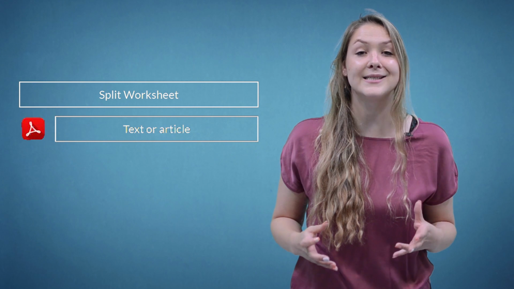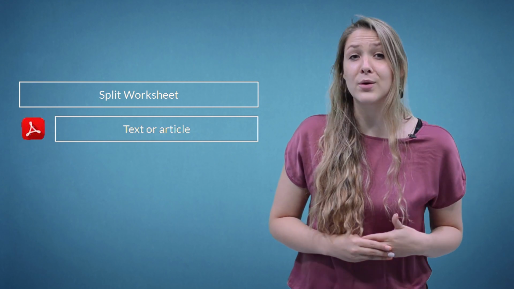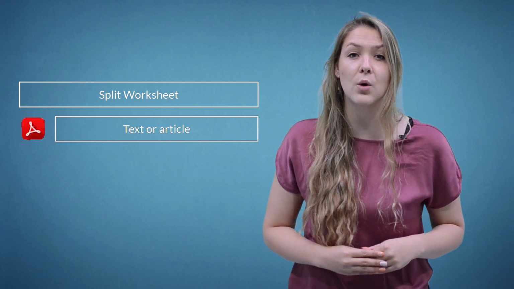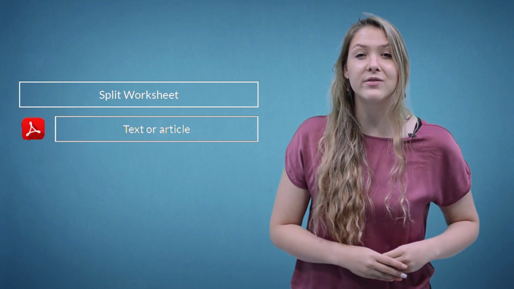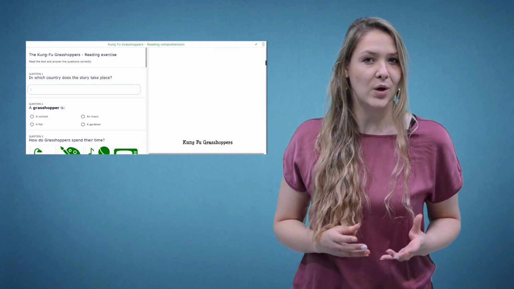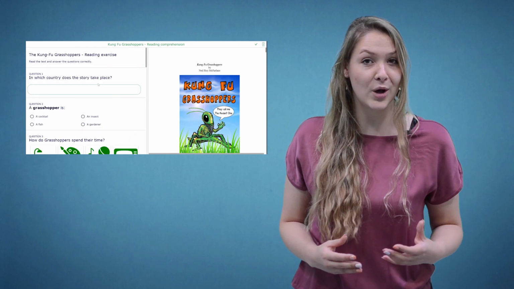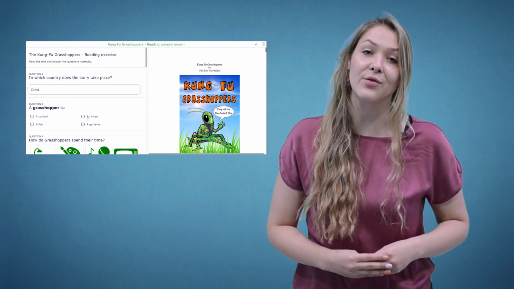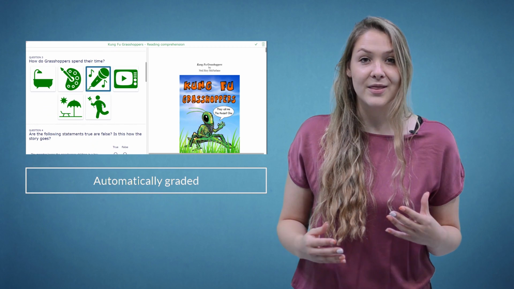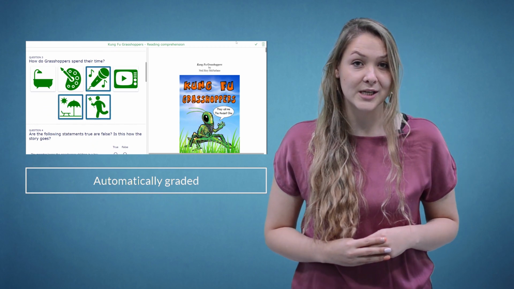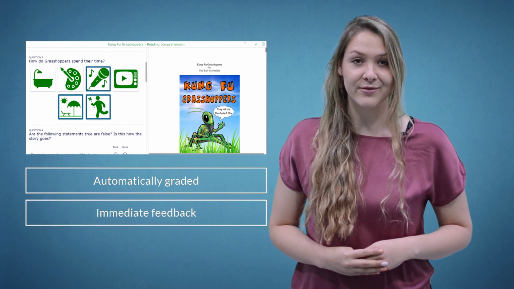Of course, you can do more with this type of exercise. In the split worksheet, you can also include a PDF file as a text. This means that students can read a completely formatted text or article without you having to copy it. Check out the example. Here students have to read a complete fiction story about grasshoppers and answer the questions on the left side. Again, this is an automatically graded exercise and students get immediate feedback.